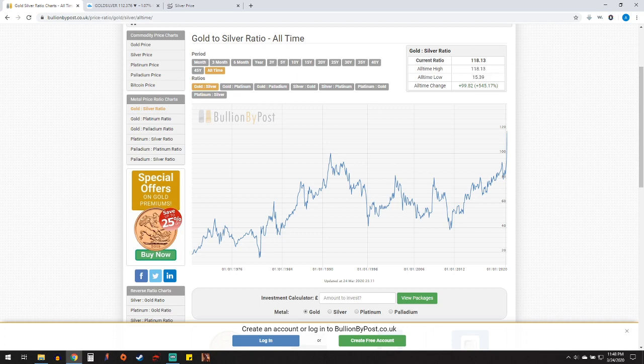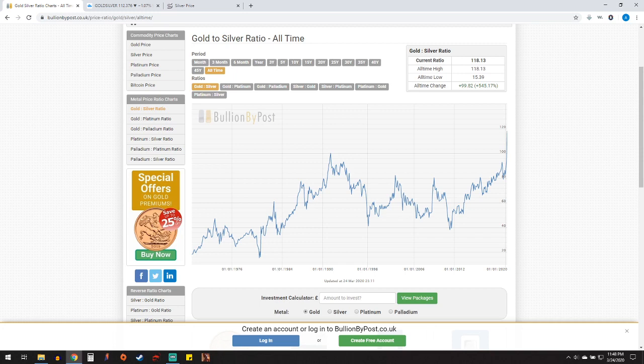It says current ratio 118, but I think that's just because this is such a long-term chart. Right now, as I'm making this video, the ratio is closer to 112, but still extraordinarily high, higher than it's ever been before at any point in history. Going above 100 is significant, but we got all the way up to 118, and right now at 112, very, very high gold-silver ratio.